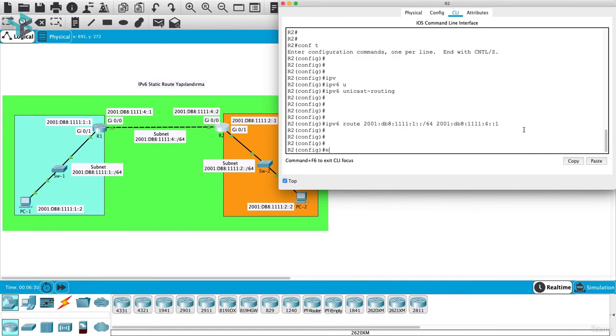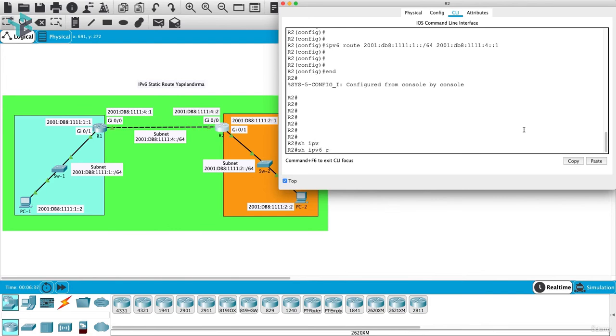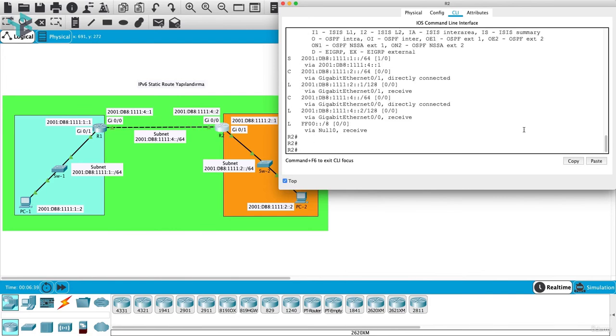Now we have written our routes. Let's exit by saying end and check by typing show ipv6 route. Now we have the static route here. When users in subnet 2 want to go to subnet 1, they will go to the IP of 2001:db8:1111:42:1, i.e. the gigabit 0/0 interface of router 1.